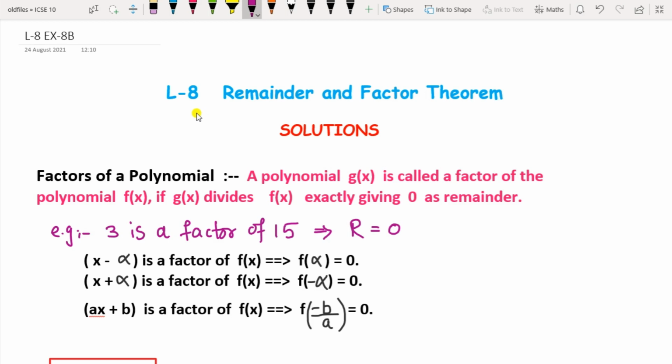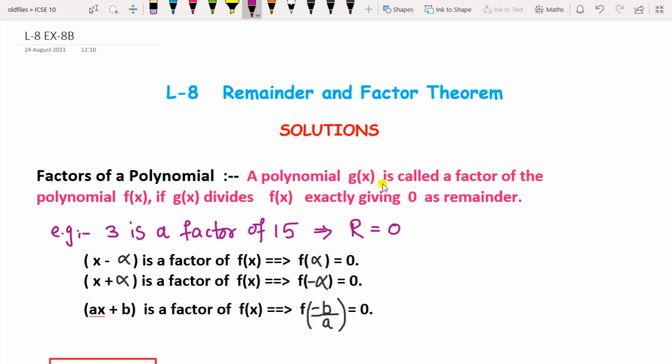In this video we are going to see the solutions of exercise 8b of lesson 8, remainder and factor theorem. In exercise 8 we have solved about the remainder theorem. Now here in exercise 8b we are going to solve about the factors of the polynomial.